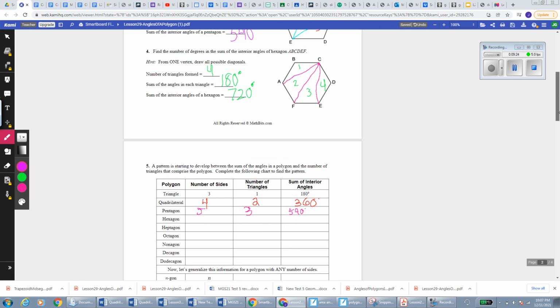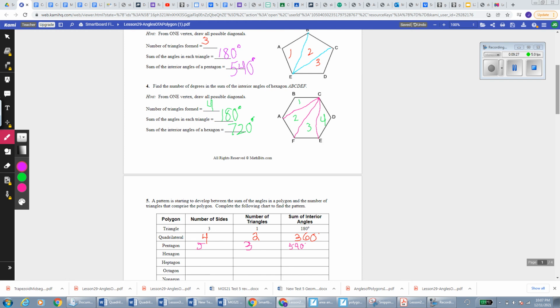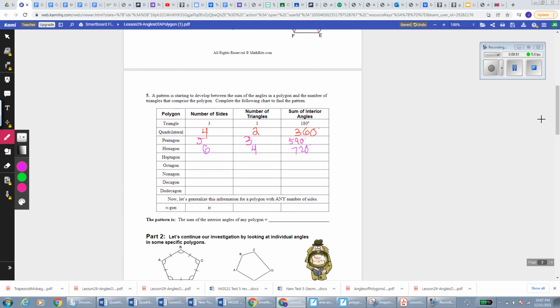Okay, hexagon, that's the last one that we did on the previous page. A hexagon is a 1, 2, 3, 4, 5, 6-sided shape. We were able to break it into 4 triangles, and the total interior angle sum of a hexagon was 720 degrees. We can complete the rest of the chart, even though we didn't specifically look at 7-sided shapes, heptagons, 8-sided shapes, octagons, 9-sided shapes, nonagons, 10-sided shapes, decagons, or 12-sided shaped dodecagons.